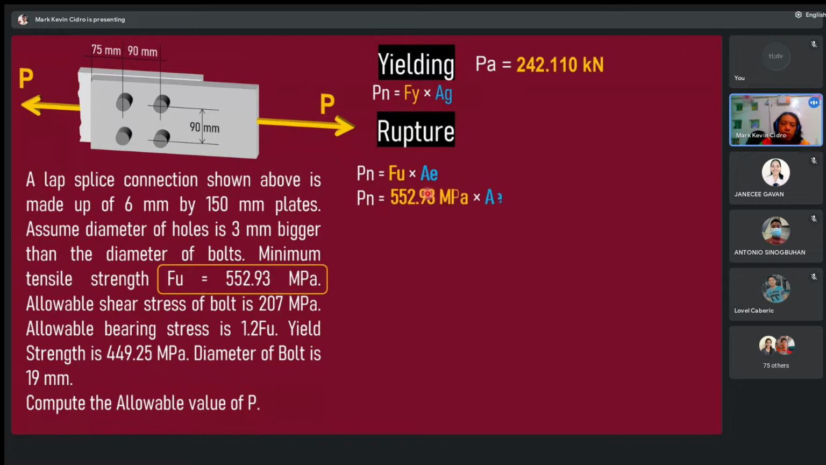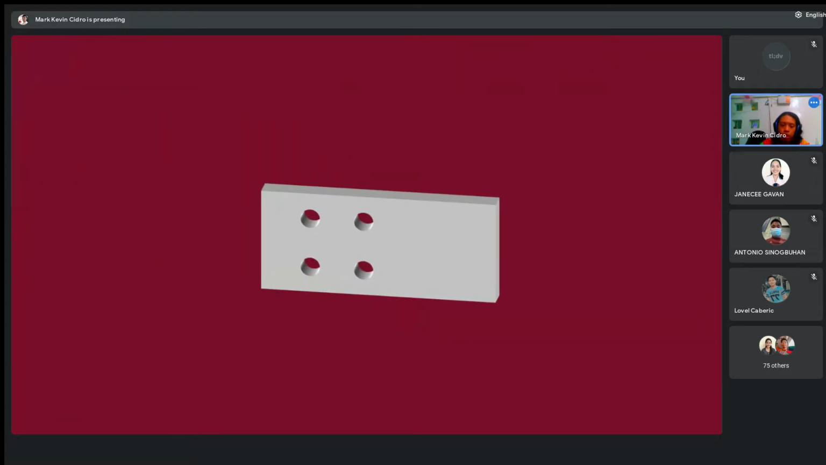Okay, of course, your Fu is given. That is 552.93 megapascal. Thus, we are looking for the value of Ae. So how do we solve for Ae? We have the formula: Ae is equal to U times An. An is the net area. Later, as we go on, I will explain what An is. That is the net area, as opposed to the gross area. And what is U?